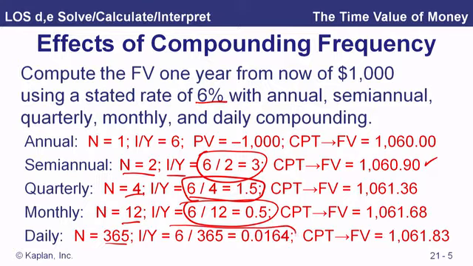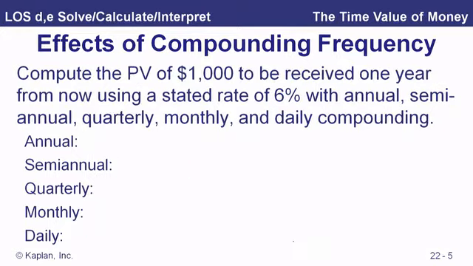Our daily effective interest rate is 1.64%, and we get a future value of $1,061.83. And I may have misspoken right here because we're putting that interest rate in as a whole number. Our daily rate is really 0.0164%. 6 divided by 365.